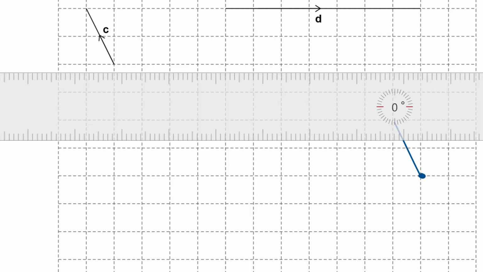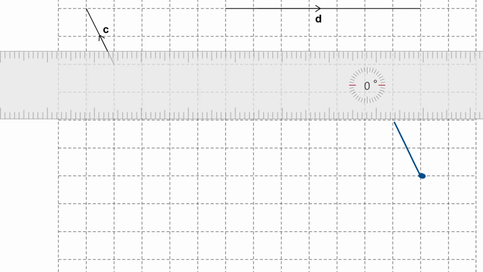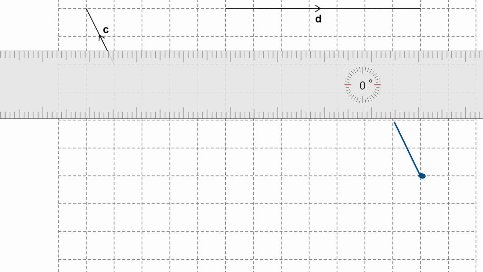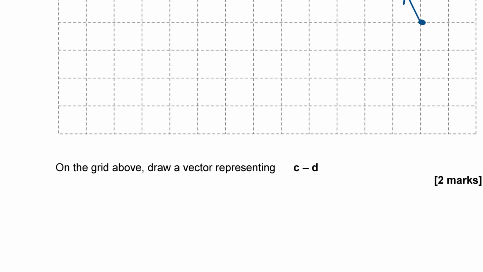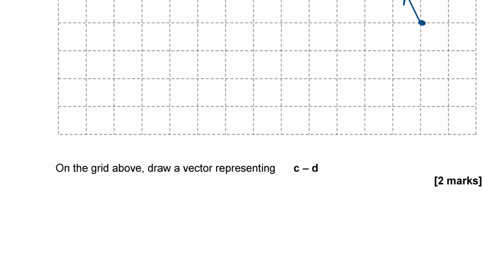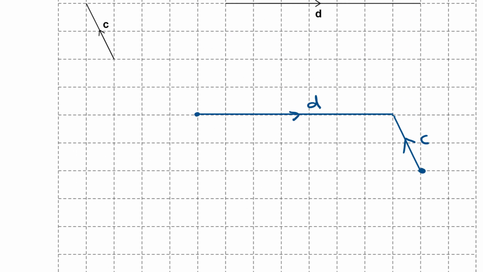So I'm going to go 7 to the left. 1, 2, 3, 4, 5, 6, 7. Okay, so that's vector C and that's vector D. So from there to there then is vector C minus D. Okay, so actually we want to draw a vector representing C minus D. Now that's the resultant vector of those two.